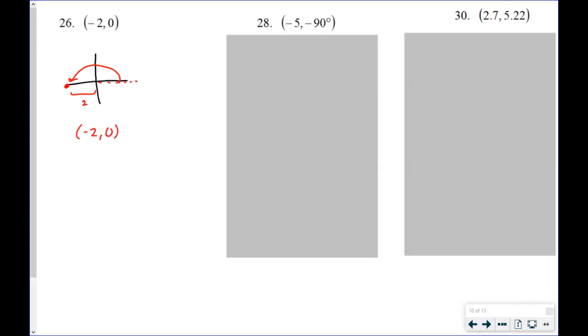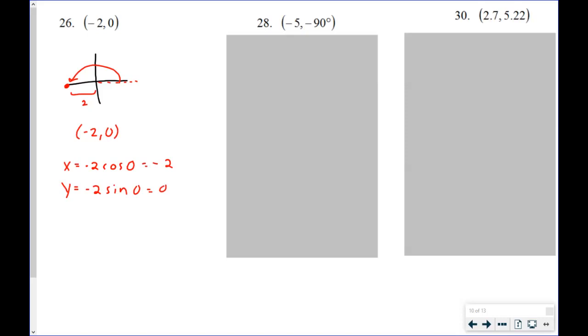That's just the point negative 2, 0 in rectangular coordinates, right? So the point that is 2 units away from the origin, sitting on the negative x-axis, is just negative 2, 0. But again, the math will work itself out. Negative 2 times the cosine of 0, negative 2 times the sine of 0. The cosine of 0 is 1. Multiply that by negative 2, you get negative 2. Sine of 0 is 0. Multiply that by anything, you get 0.